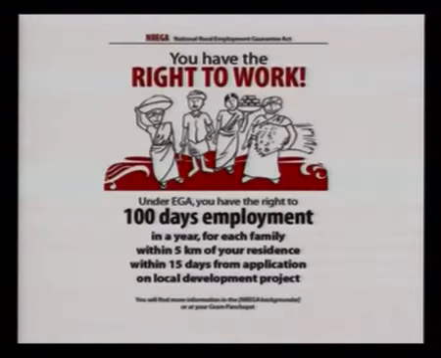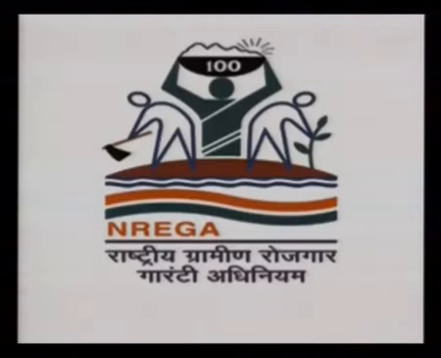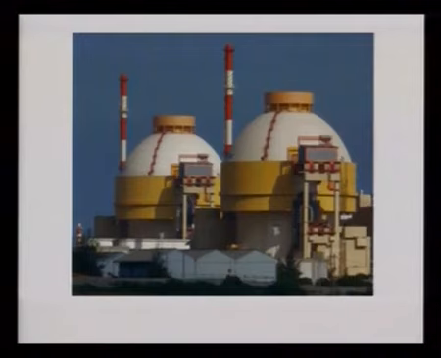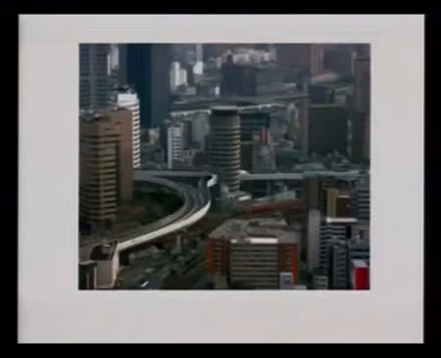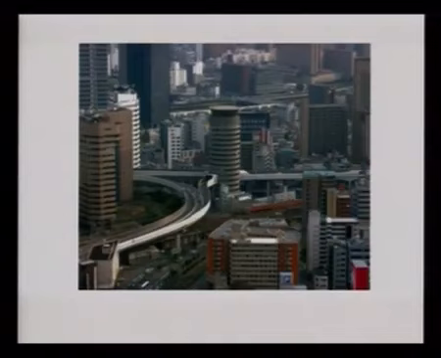And this is a picture from Right to Work, 100 days employment. That is what the government is doing for you. This is that logo, Rashtriya Gramin Rozgar Guarantee Adhiniyam. And these are certain pictures of India's development, nuclear power, which the government is recently supporting for power generation through nuclear energy. You see the city life in Mumbai.